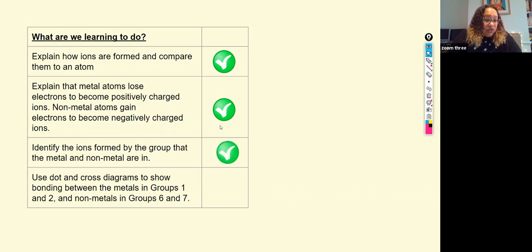You are going to be able to use dot and cross diagrams to show the bonding between metals in groups 1 and 2. You have tasks to do on all of these things. If your teacher sets you the dot and cross diagrams, I would suggest that you either print it and do it by hand and then take a picture and send it, or if you are incredibly wonderful at computing and technology, by all means write onto it using whatever program you wish. I think it's a Word document, so you can.